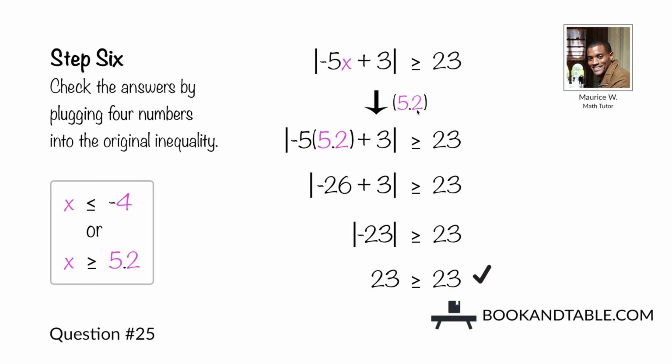And now if we plug in 5 and 1/5, or 5.2 for x, we get negative 5 times 5.2, which is negative 26. Negative 26 plus 3 is negative 23. The absolute value of negative 23 is 23. And 23 is greater than or equal to 23. And these show that this is the correct answer to question number 25. x is less than or equal to negative 4, or x is greater than or equal to 5.2.